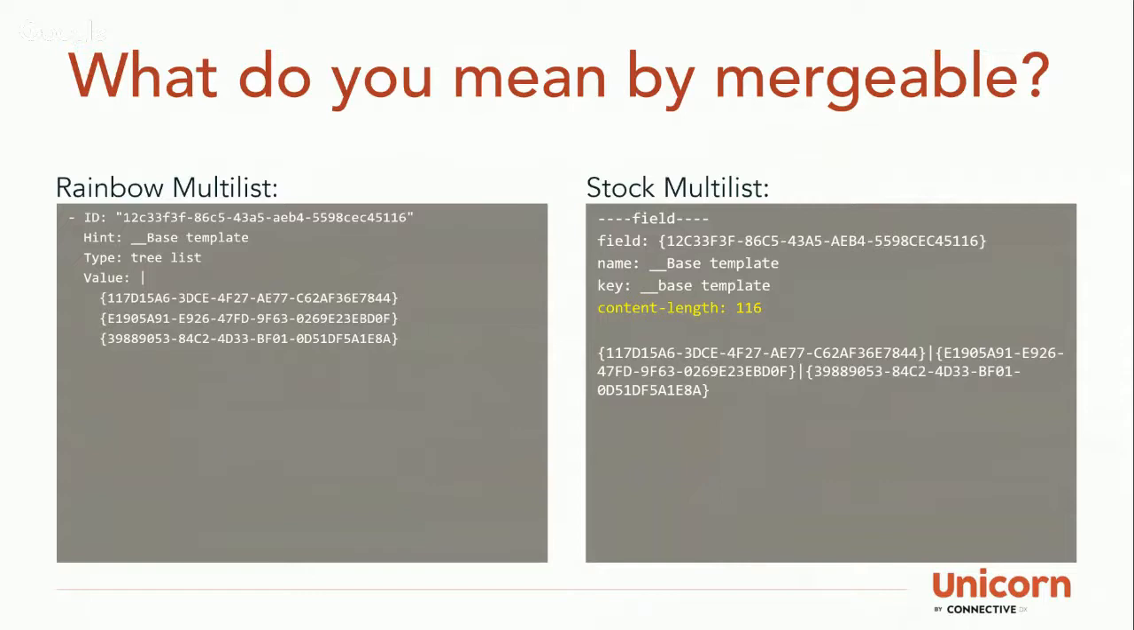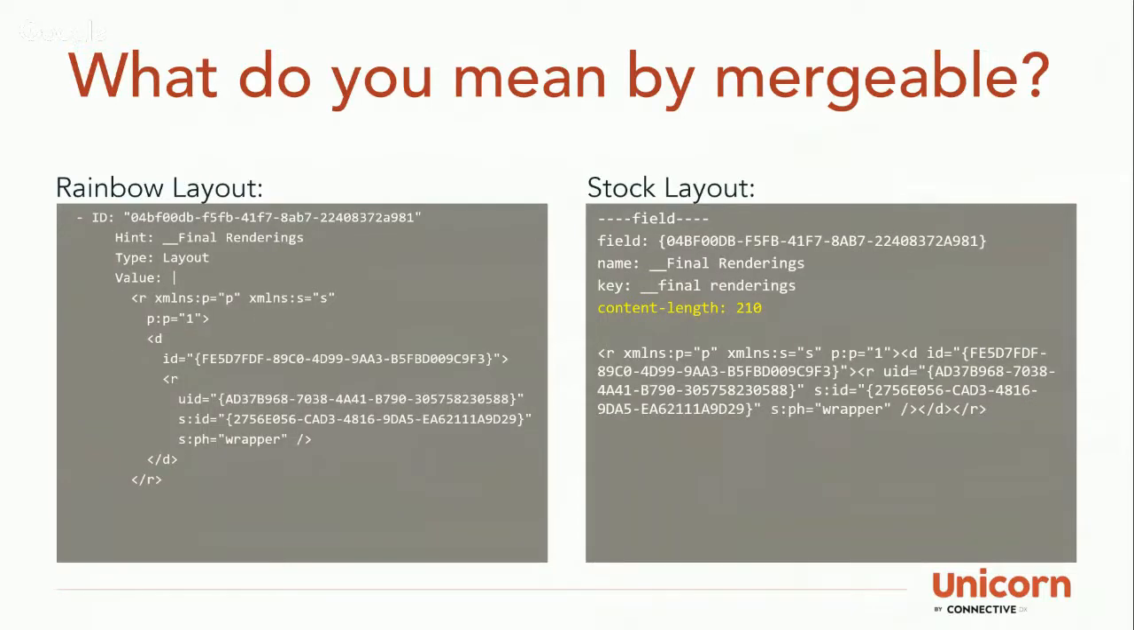And that's not the only thing it does. Layouts are another good example of this. Again, it gets rid of the content length with your stock layout. And it also pretty prints the XML of the layouts, including even putting the attributes of the rendering includes on their own line, which means that you can even have merge conflicts automatically resolve, if possible, between a specific rendering, like if somebody changes the placeholder or something like that. So Unicorn is very easy to merge compared with standard Sitecore serialization.